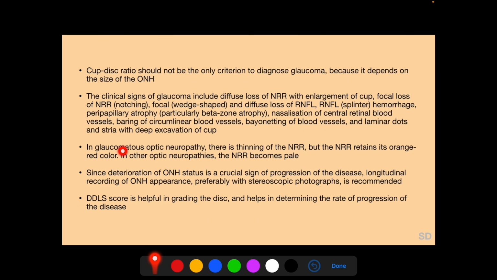In glaucomatous optic neuropathy, there is thinning of the neuroretinal rim, but the neuroretinal rim retains its original orange-red color. In non-glaucomatous optic neuropathies, the neuroretinal rim becomes pale. Since deterioration of the optic nerve status is a crucial sign of progression of the disease, longitudinal recording of optic nerve appearance over time, preferably with stereoscopic photographs, is recommended. And the DDL score is helpful in grading the disc and also helps in determining the rate of progression of the disease. Thank you for listening.